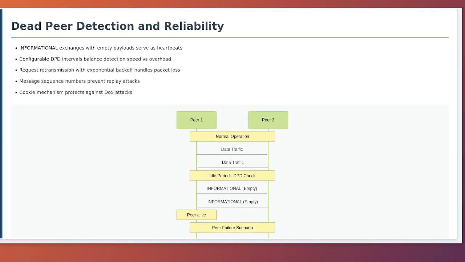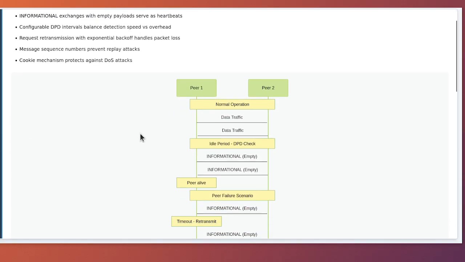Dead peer detection and reliability. One of IKEv2's significant improvements over IKEv1 is its built-in reliability features, particularly dead peer detection. In network environments, peers can fail, links can go down, or devices can lose power without properly terminating their VPN connections. Dead peer detection ensures that these failures are detected quickly and handled appropriately.